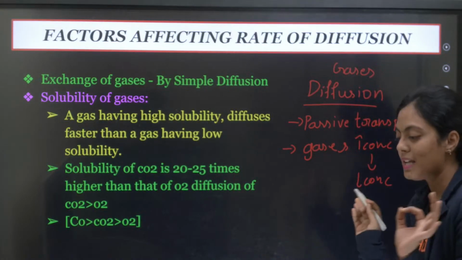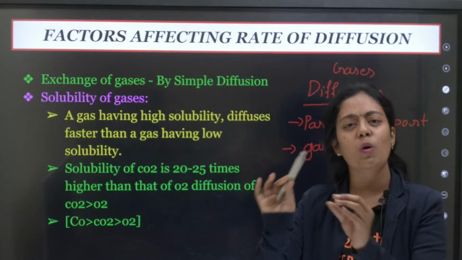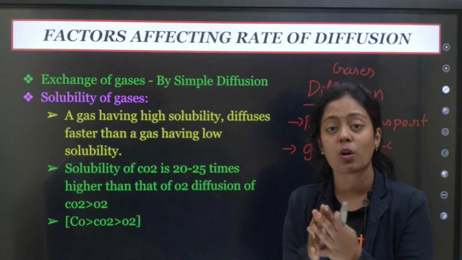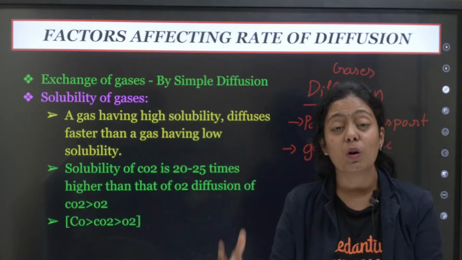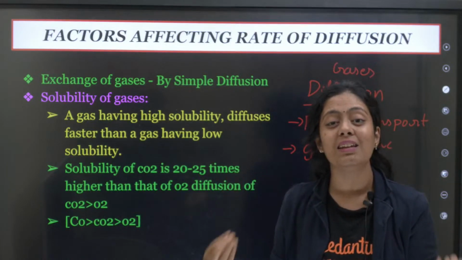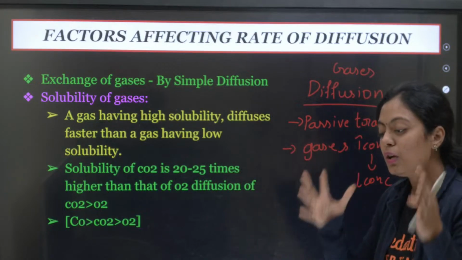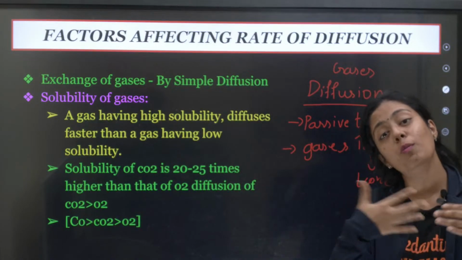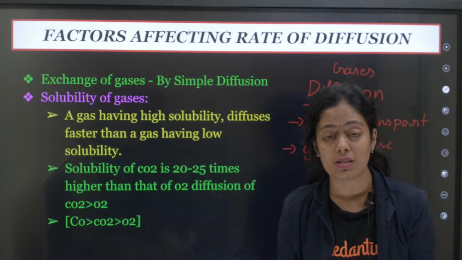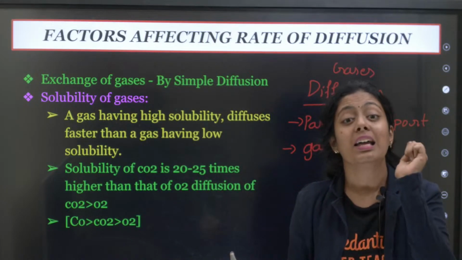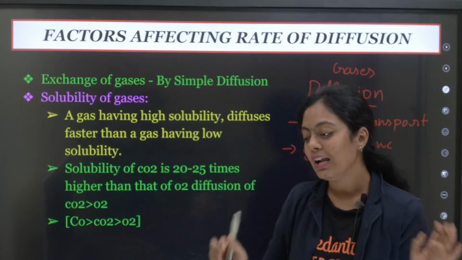Let me give a best example so you will not forget diffusion. Suppose you have kept an incense stick at one end of the room, in your pooja room. That smell will come till the other end of the room. Why? Because the gases diffuse very rapidly. So diffusion is a passive process. It includes the movement of gases, liquids, or solids from a higher concentration to a lower concentration. But remember, gases diffuse at a faster rate when compared to solids and liquids.